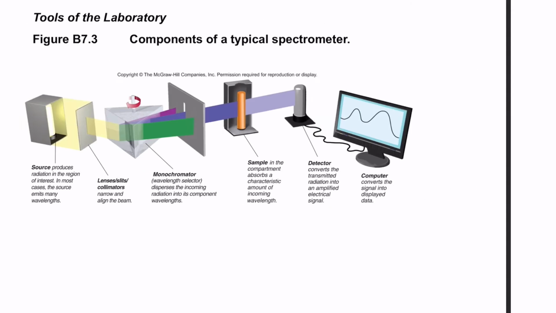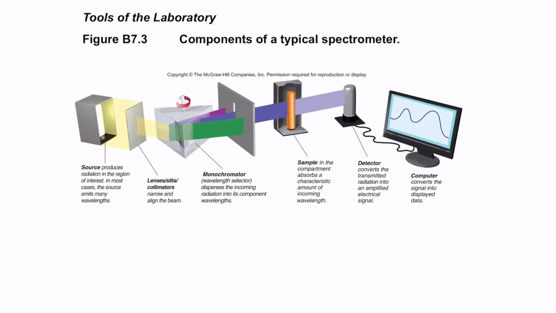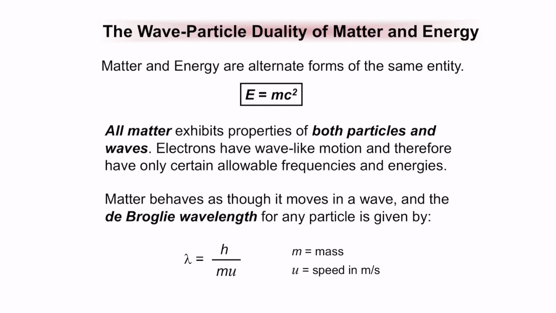The most common way to measure an object is by using a spectrometer. A spectrometer is the way by which we determine different objects' atomic spectra.